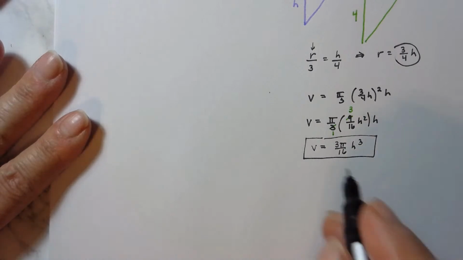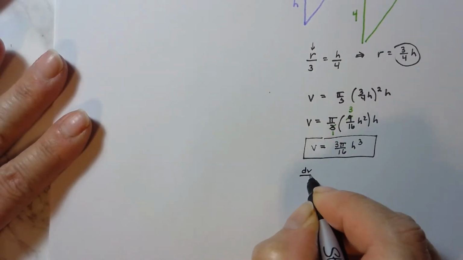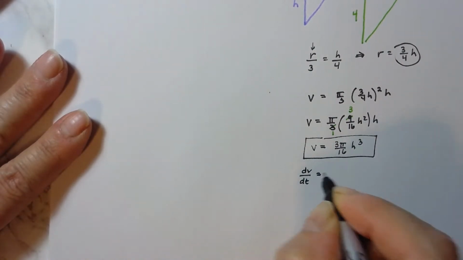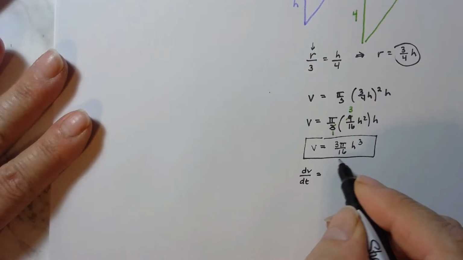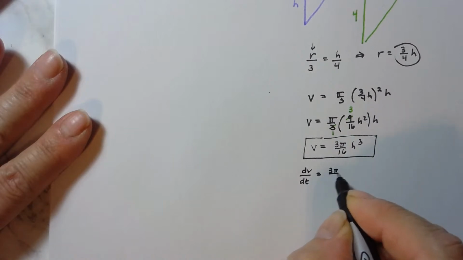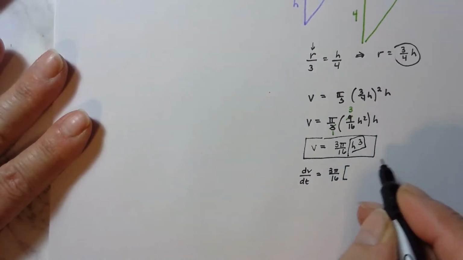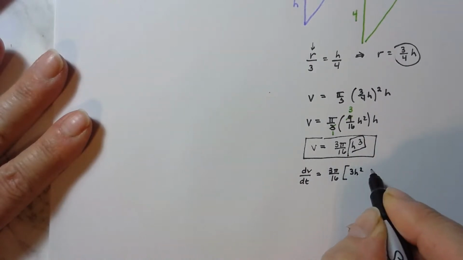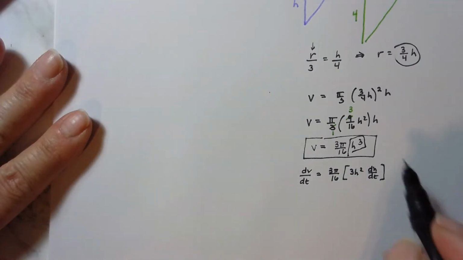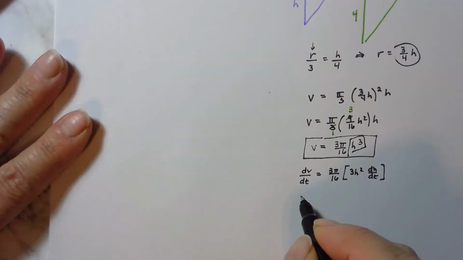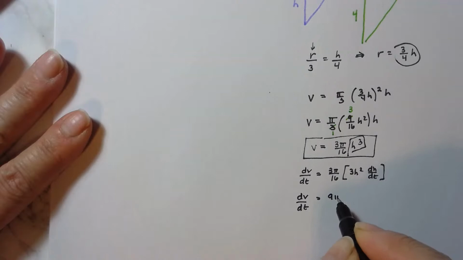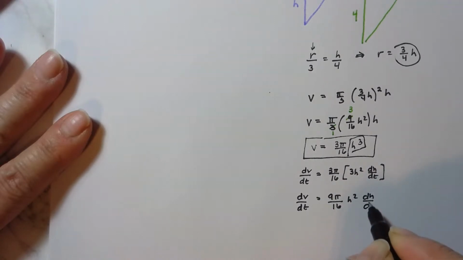So let's do it. The derivative on the left is dV/dt, or V prime. On the right, this is just a constant multiple, so you leave it there, and you take the derivative of h cubed. So it's 3h squared dh/dt. Now I can combine those numbers together, so I have dV/dt equals 9 pi over 16 h squared dh/dt.